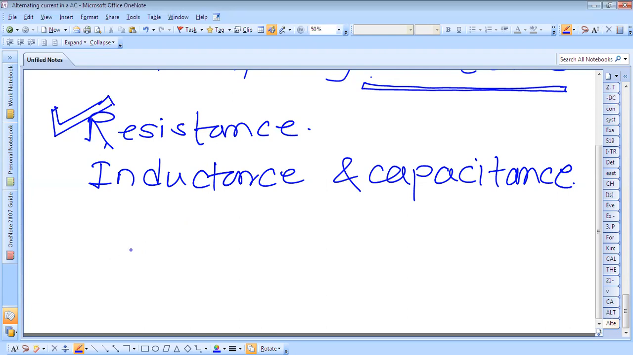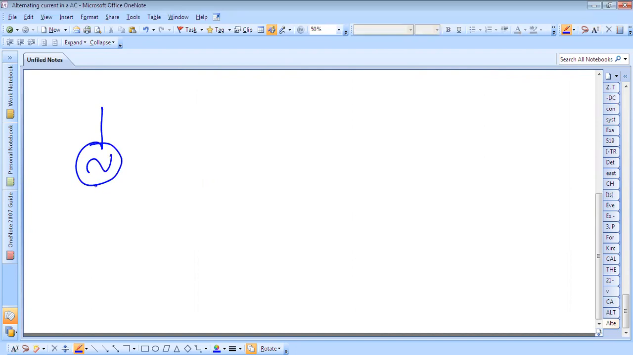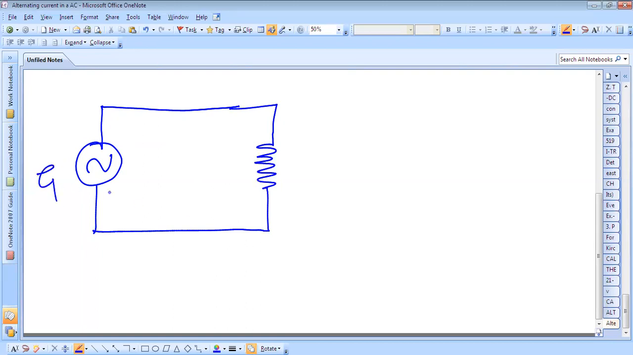First, we'll see how the current and voltage relationship is in the case of alternating current in a resistor circuit. So we have the circuit like this. This is the alternating source connected to the load which has resistance only. We can see the generator having the EMF source V, the current flowing through the circuit, and the resistance R.